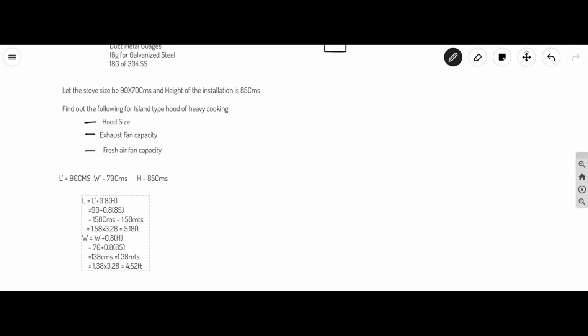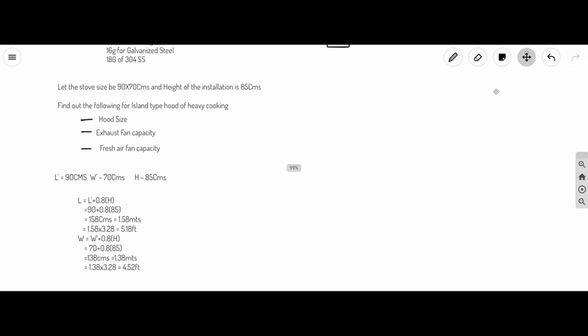That means the hood size in a commercial kitchen for that stove size, you need to maintain a hood size of 5.18 feet into 4.52 feet. Hood size equals 5.18 into 4.52 feet. This is the hood size.